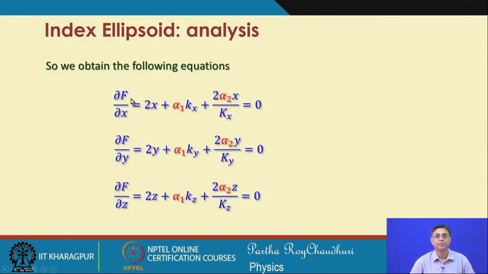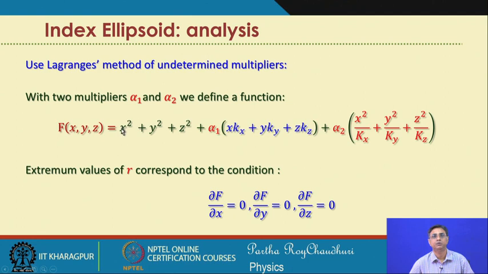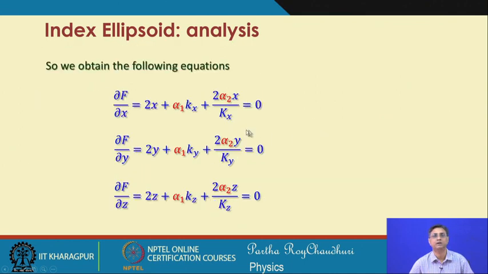So, if I take the differential of the function f, that is del f del x, this will be equal to 2 x, and in this case it will be equal to alpha 1 x, and this will give you 2 x into alpha 2. That is what I have written, del f del x equal to 2 x, alpha 1 k x and 2 alpha 2 x by k x, which will be put equal to 0. Similarly, for del f del y we can write a similar equation, and in the same way for del f del z we can write the third equation.